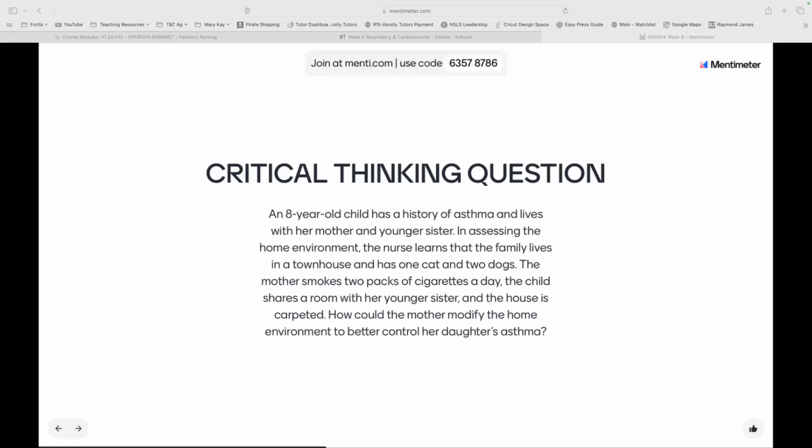What about the air would help with asthma? What can we do with the air? Steam air can help. Humidifier. A humidifier, yep. So keeping the humidity a little elevated will help to keep those airways nice and relaxed. If we can take out the carpet, that would be great. That may or may not be possible.